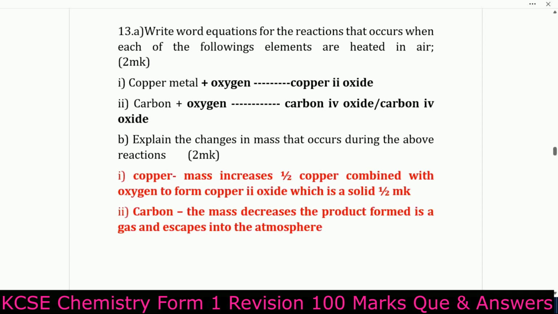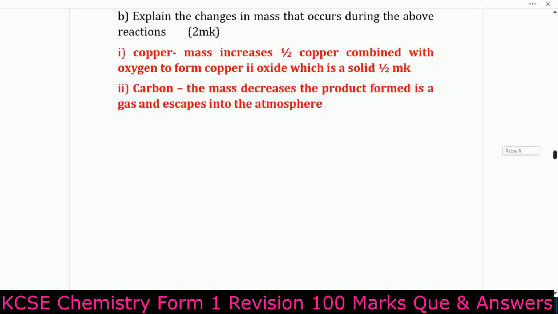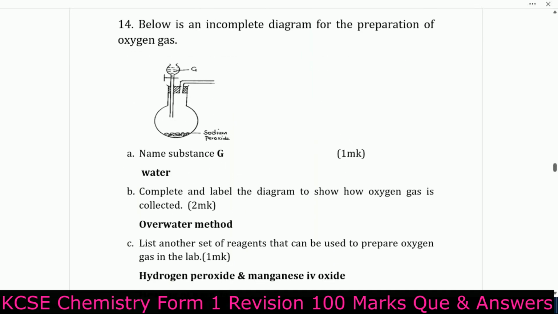1. Copper mass increases. Copper combined with oxygen to form copper 2 oxide, which is a solid. Carbon, in carbon the mass decreases, the product formed is gas and escapes into the atmosphere. We go to the next one.